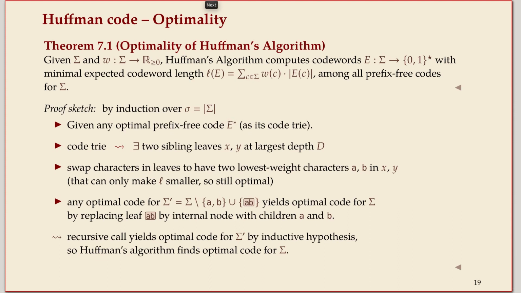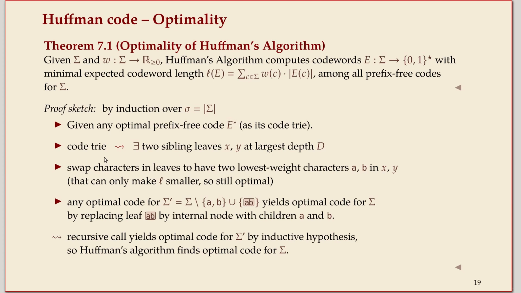In principle, the proof is a simple induction over the size of the alphabet, where you follow exactly the construction of the algorithm. I promise this will be the last thing for today. It won't take us long to go through this. Just assume any optimal prefix-free code E star.